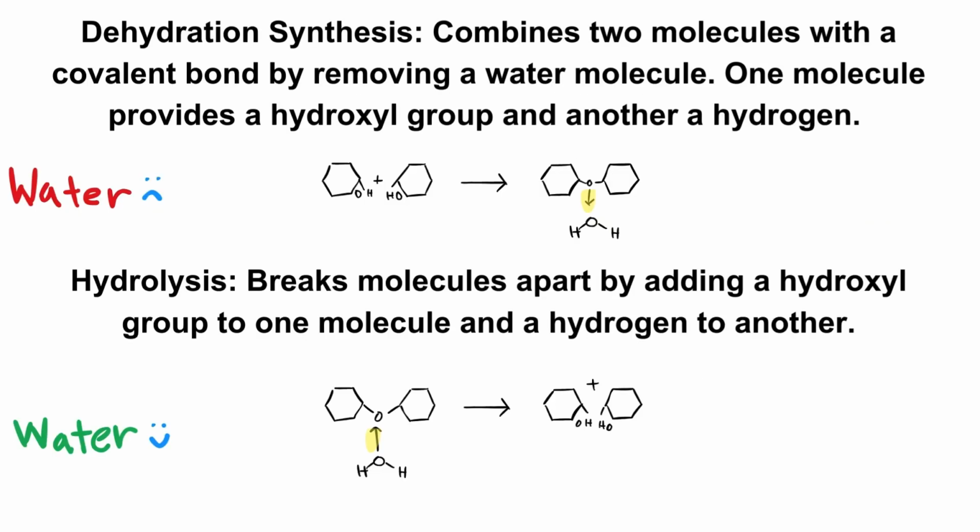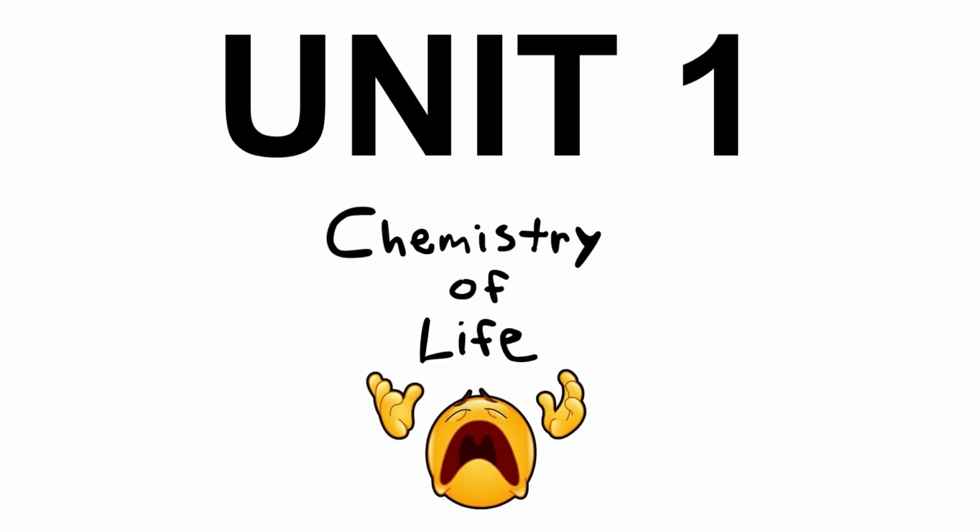How do molecules bond to each other, you ask? From dehydration synthesis, which is the process of joining molecules with a covalent bond by removing a water molecule. In this process, one molecule gives a hydroxyl group and another molecule a hydrogen. The opposite is hydrolysis, which breaks molecules apart by adding a hydroxyl group to one molecule and a hydrogen to another. That's Unit 1 of AP Biology.